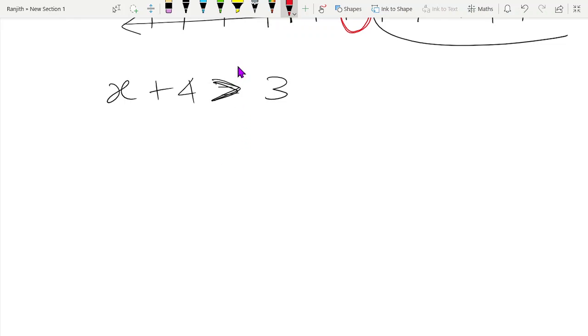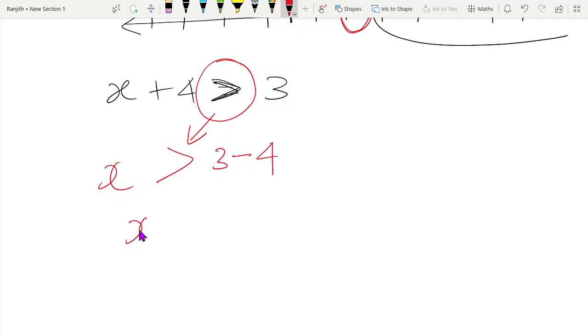Is this a linear equation or inequation? Concentrate, students. First understand the concept. What symbol is this? Greater than, right? It's not is equal to. So it is not a linear equation. It is a linear inequation, which is not equal. So x plus 4 goes to the other side. Look, this symbol remains as it is.